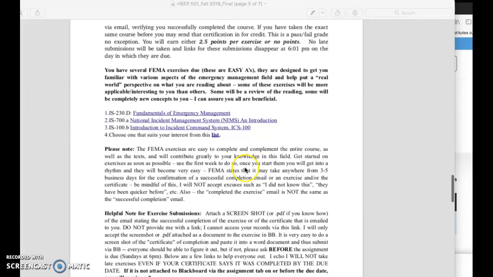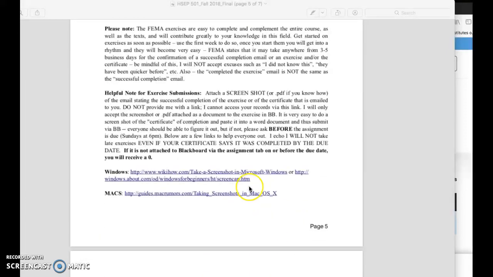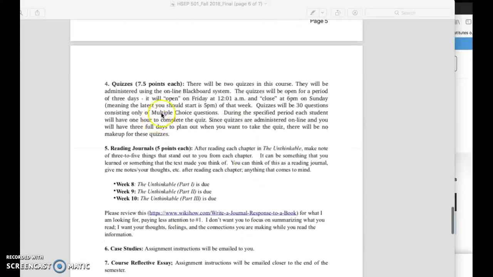I talk about FEMA exercises. If something's due on Sunday, you need to do it the week before it's due, because it could take a long time for FEMA to grade it and get it back to you. And then I just go more into that here. Quizzes, this is just the Walsh text. So first quiz, second quiz, they open on Friday and they close on Sundays, meaning you have 3 full days to take them. And the Walsh text is strictly multiple choice questions.